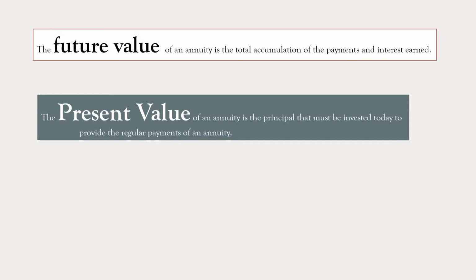So we have, the future value of an annuity is the total accumulation of the payments and interest earned. So yun yung mga nakuha natin kanina. While we have the present value of an annuity, it is the principal that must be invested today to provide the regular payments of an annuity. So kanina, yung present value na binabanggit sa last example ay 50,000. Yung future value naman, ito na yung sum or yung total nung ininvest niya yearly with interest na.